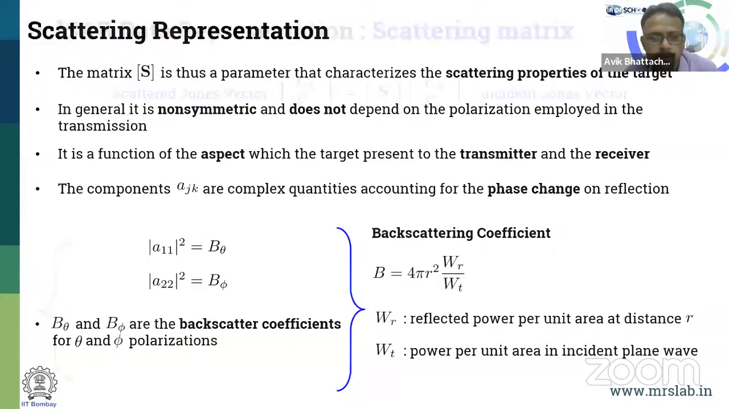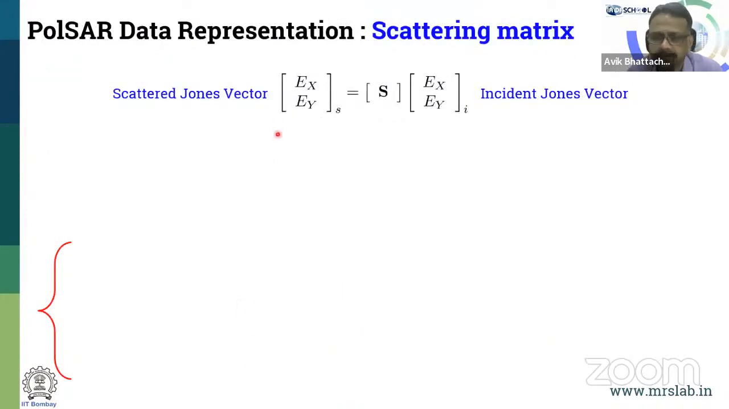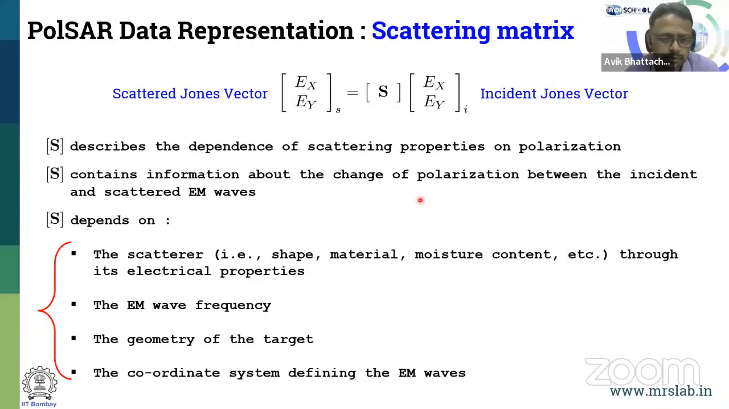So with this, we move ahead and say that this is the representation we have. We have the scattered Jones vector, which is again a 2 cross 1 vector over here, and this is the incident one. It has been transformed by the scattering matrix in front of it, the 2 cross 2 complex matrix. The properties are very beautiful: this is the one which describes the dependence of the scattering property on polarization.